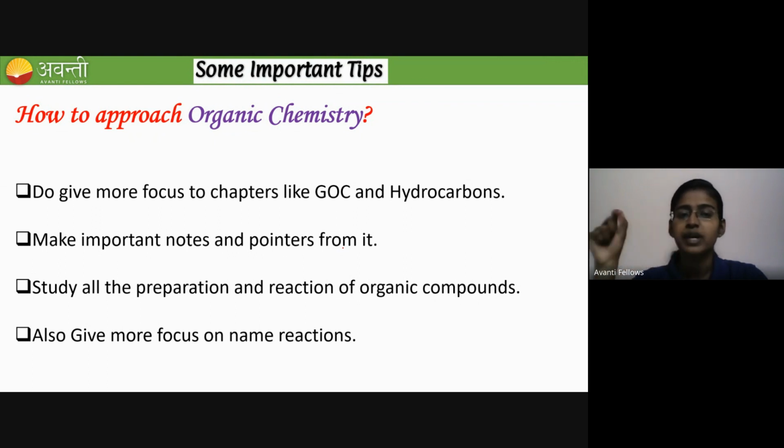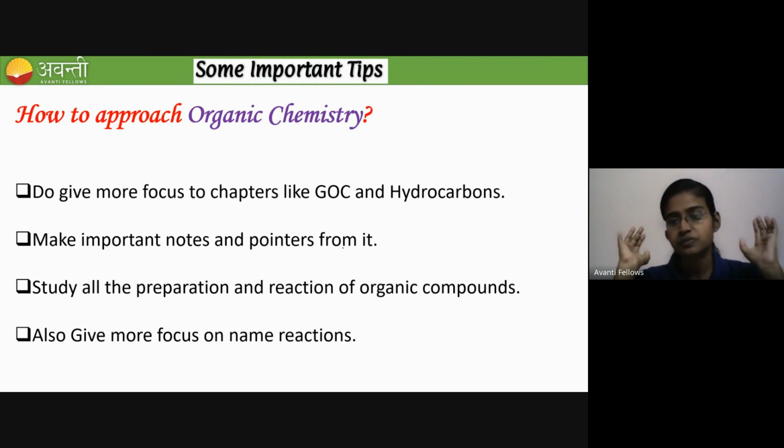In organic chemistry, we have the preparation first. If we are taking a compound, we will study the preparation of that compound, and then we will discuss the physical property, and then the chemical property, right? So you have to study all the preparations and all the chemical reactions. You should not leave even a single reaction, and all the named reactions are very important.